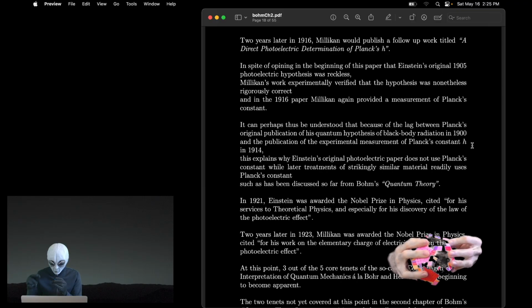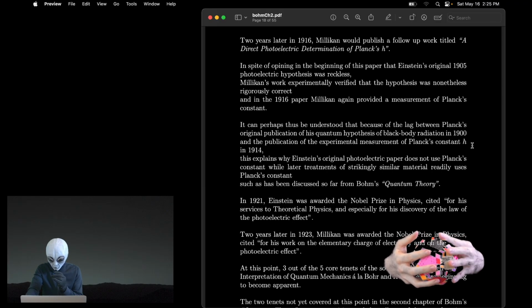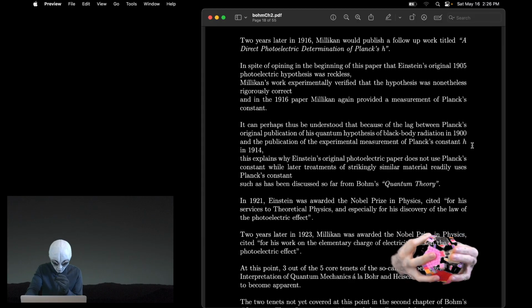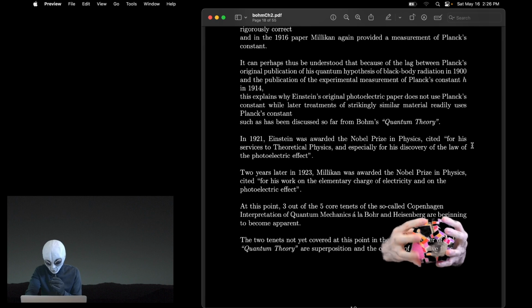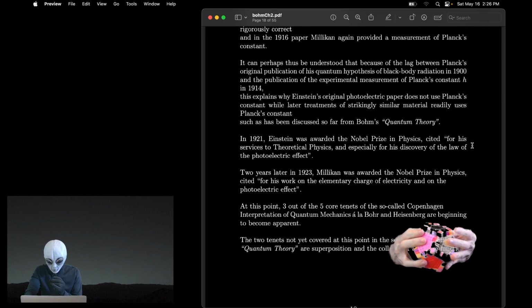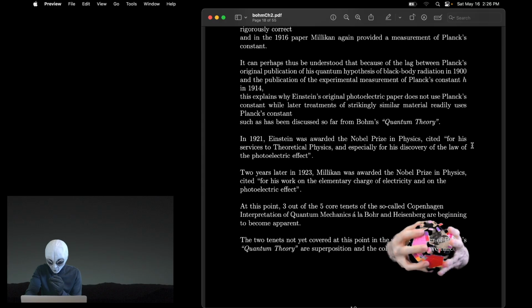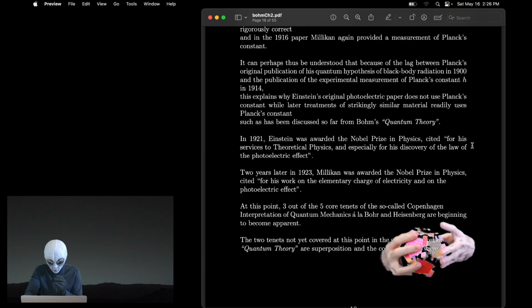In spite of opining in the beginning of this paper that Einstein's original 1905 photoelectric hypothesis was reckless, Millikan's work experimentally verified that the hypothesis was nonetheless rigorously correct, and in the 1916 paper, Millikan again provided a measurement of Planck's constant. It can perhaps thus be understood that because of the lag between Planck's original publication of his quantum hypothesis of blackbody radiation in 1900 and the publication of the experimental measurement of Planck's constant lowercase h in 1914, this explains why Einstein's original photoelectric paper does not use Planck's constant, while later treatments of strikingly similar material readily use Planck's constant, such as has been discussed so far from Bohm's quantum theory.